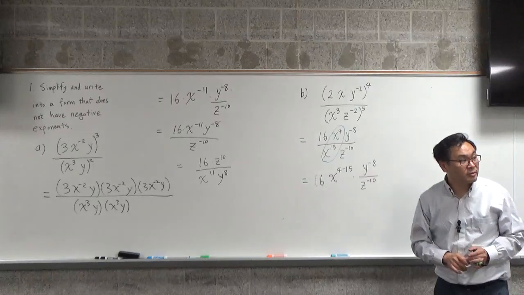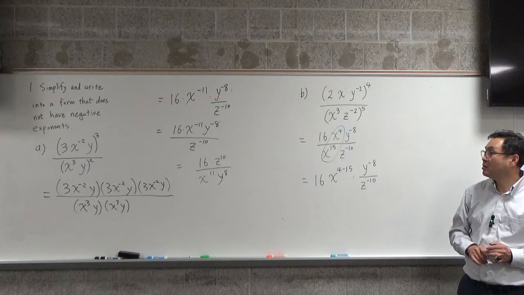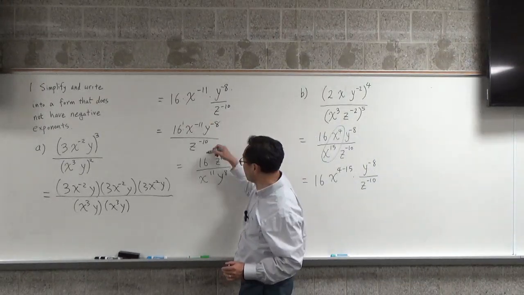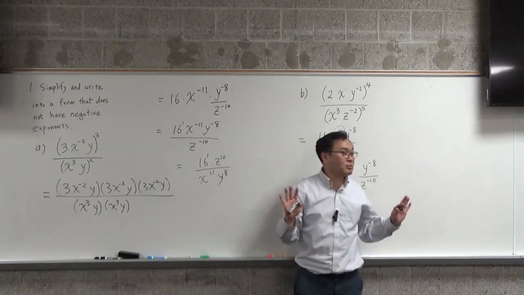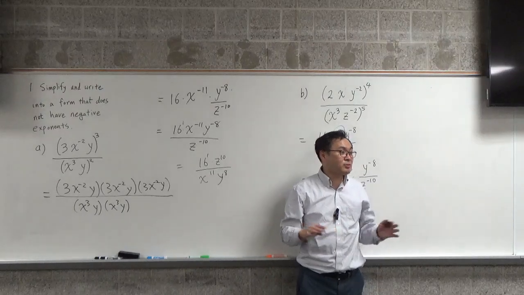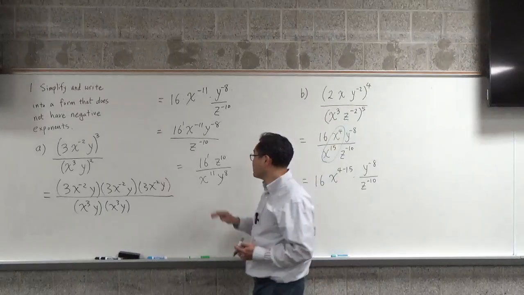Yes? Can you just go over one more time why the 16 doesn't also move? 16 has a positive power, right? 16 is to the first power, so it stays above ground. It's only the negative ones. If there's a negative power, then you move it downstairs, right? Okay.